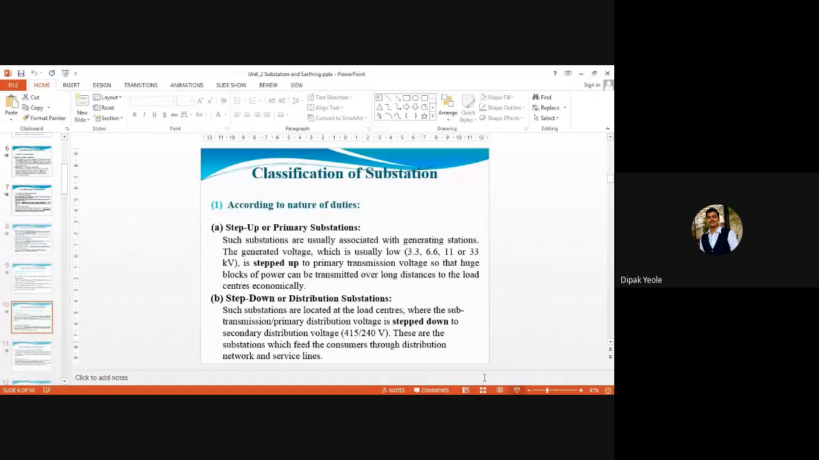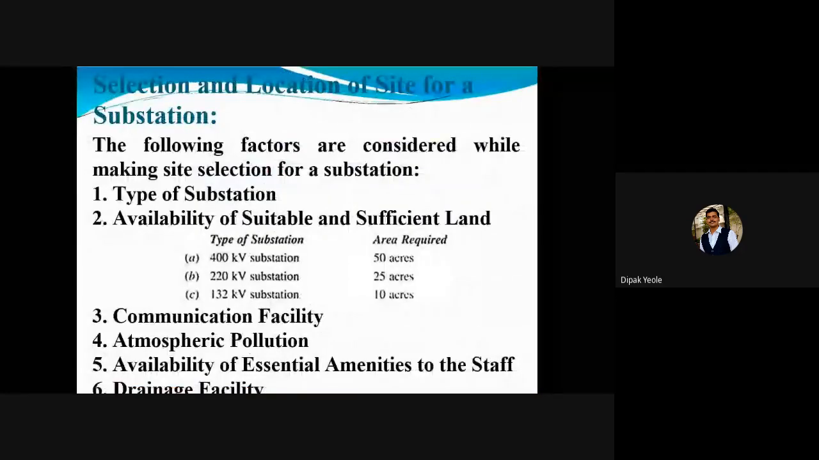We have to choose the 5 types, and based on that, we are picking our right substation. The second is availability of suitable and sufficient land. So if we are interested in a particular voltage range, then we have to use the particular area. You have to remember it in such a way that 50, 25, 10. So you have to make the half. Same way for here also you have to make the half. 400, 220, 200 kilovolt cannot be possible in electrical engineering. And after 220, obviously there is a 132.